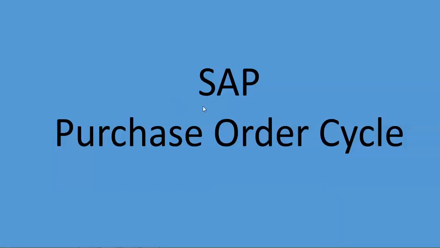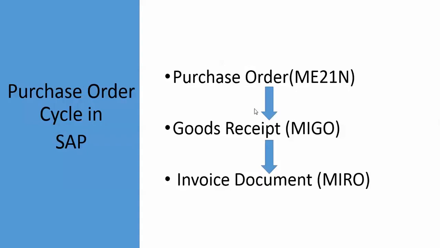In this video session, we will learn about the SAP purchase order cycle. These are the steps in the purchase order cycle in SAP. First, we create a purchase order in the ME21N transaction code. We transmit this purchase order to our vendor.